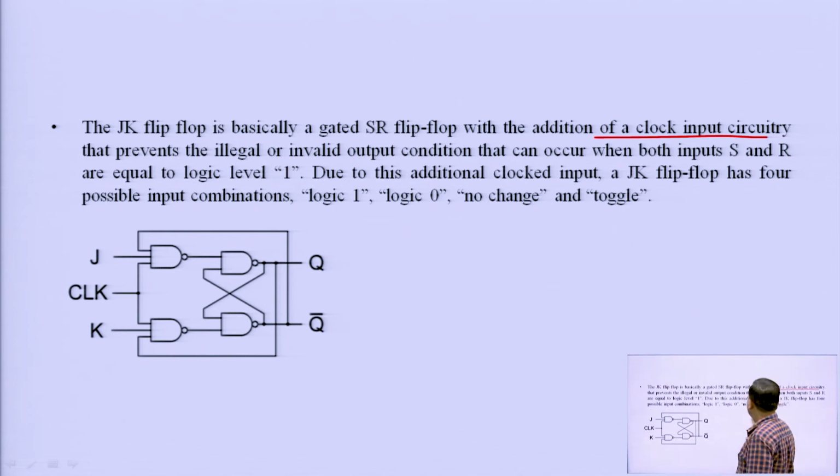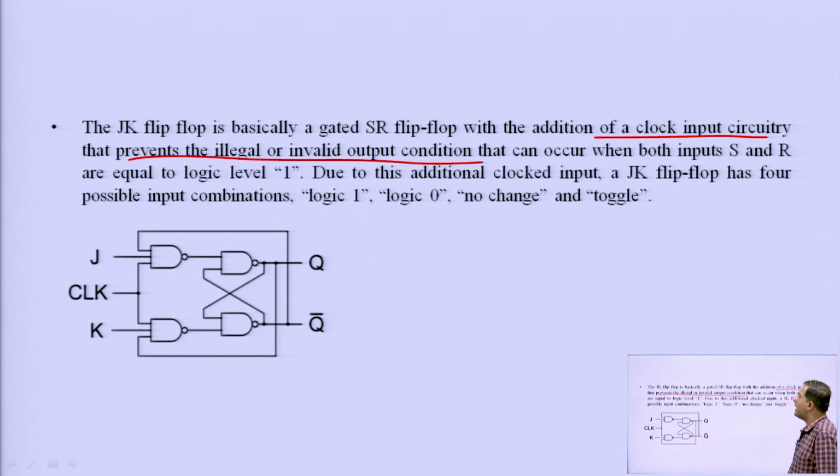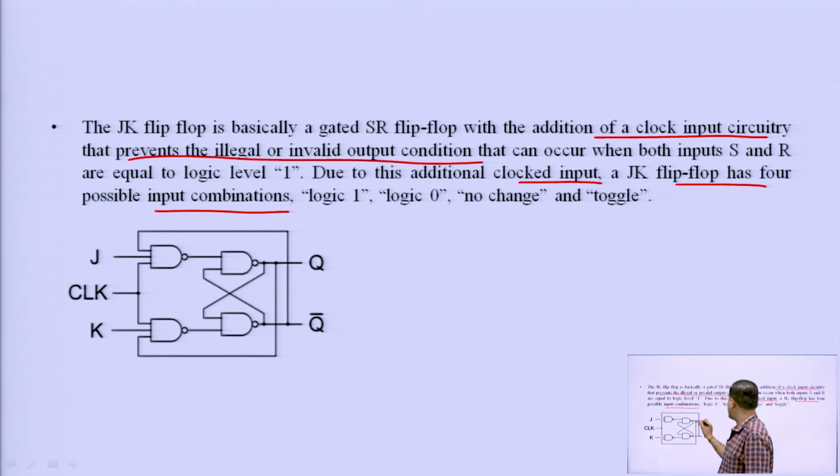That prevents the illegal or invalid output condition that can occur when both inputs S and R are equal to logic 1. We have seen in SR latch and SR flip flop, when both inputs are 1, the output will be invalid, right. So, to avoid that we use a clock signal. Due to this clock input, JK flip flop has 4 possible input combinations: logic 1, logic 0, no change and toggle. So, let us start.